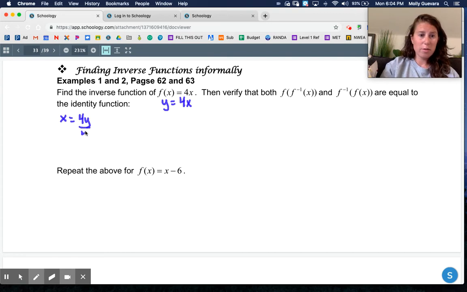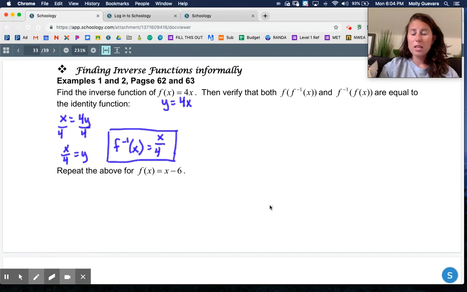So I'm going to divide by 4, and I get x over 4 equals y. So this tells me that f inverse of x is equal to x over 4, and that is the inverse function of f of x.